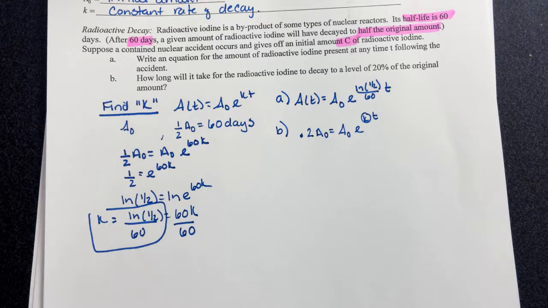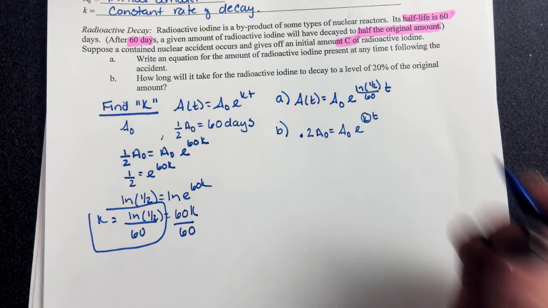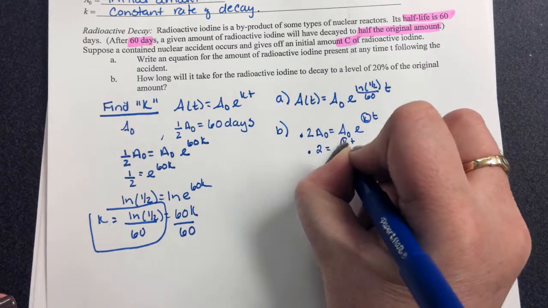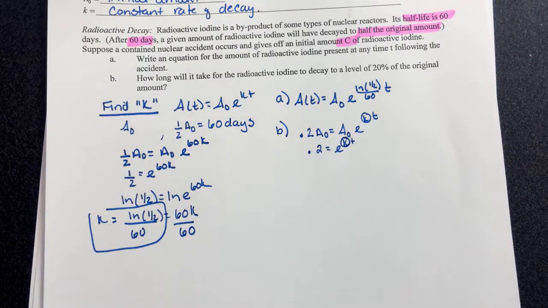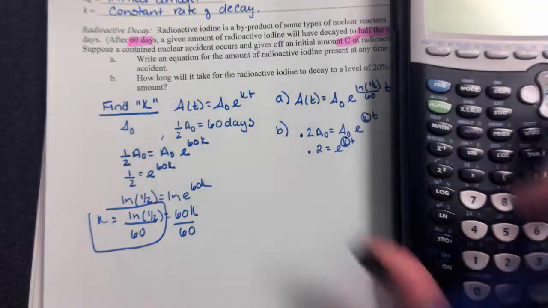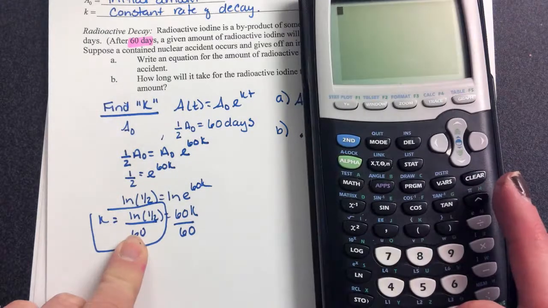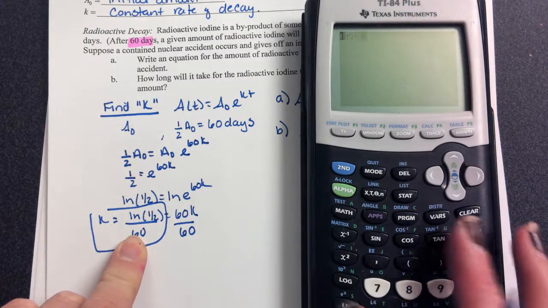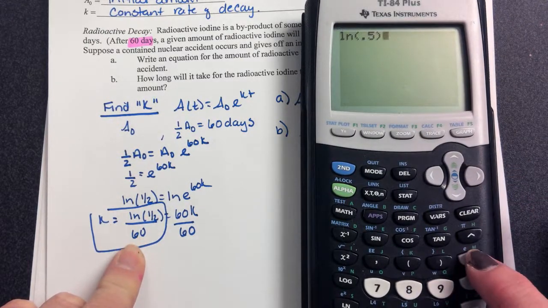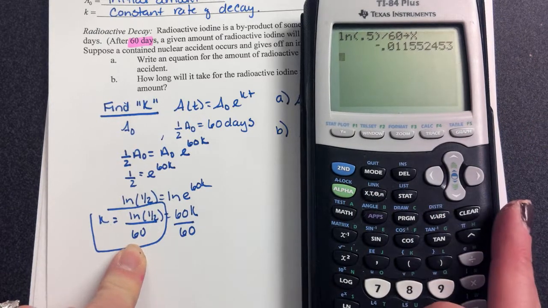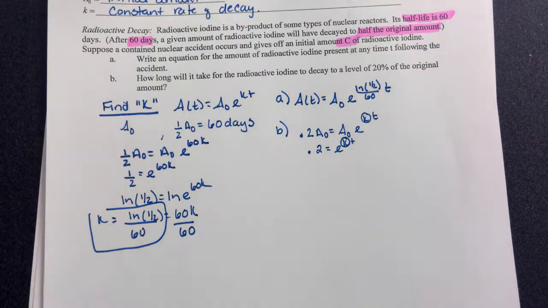And again, what can I divide out of both sides of the equation? I can divide out the A sub 0. And again, instead of writing that K value over and over again, I'm just putting that K with a circle to remind me that I'm going to store that in the calculator, which I need to do. So let me store the K value first. So let's see, natural log 0.5 divided by 60, and then store for X. And notice you do get that negative K value.